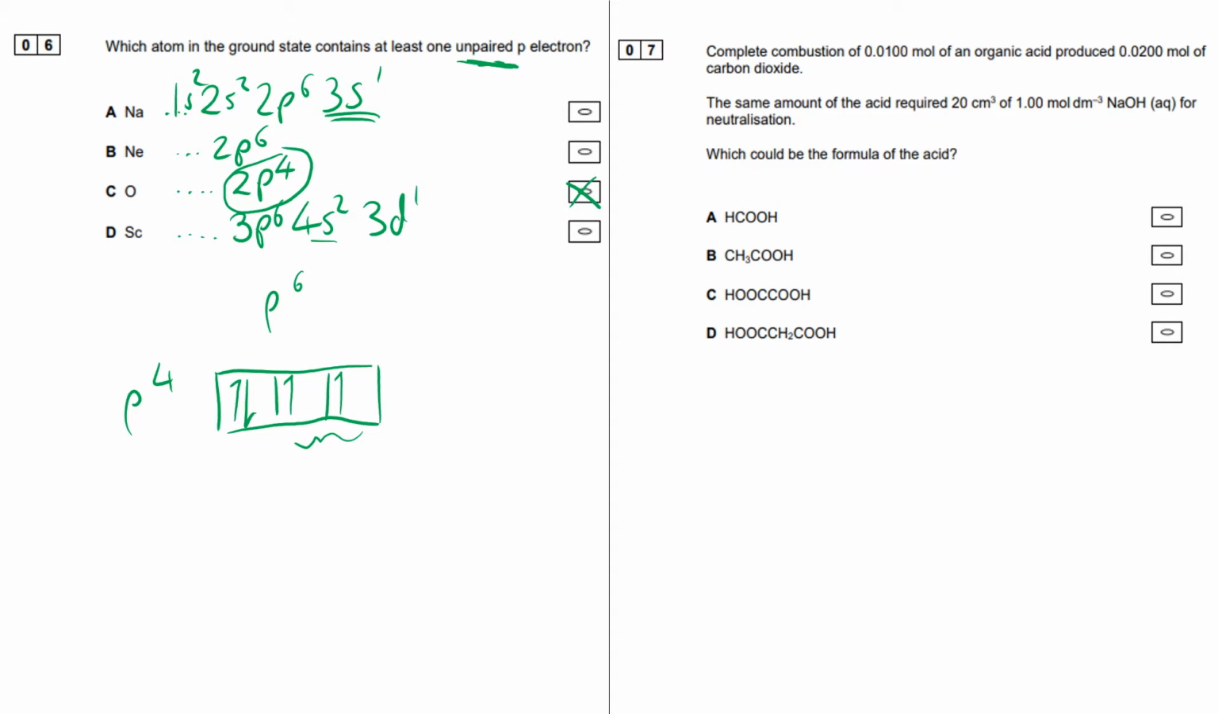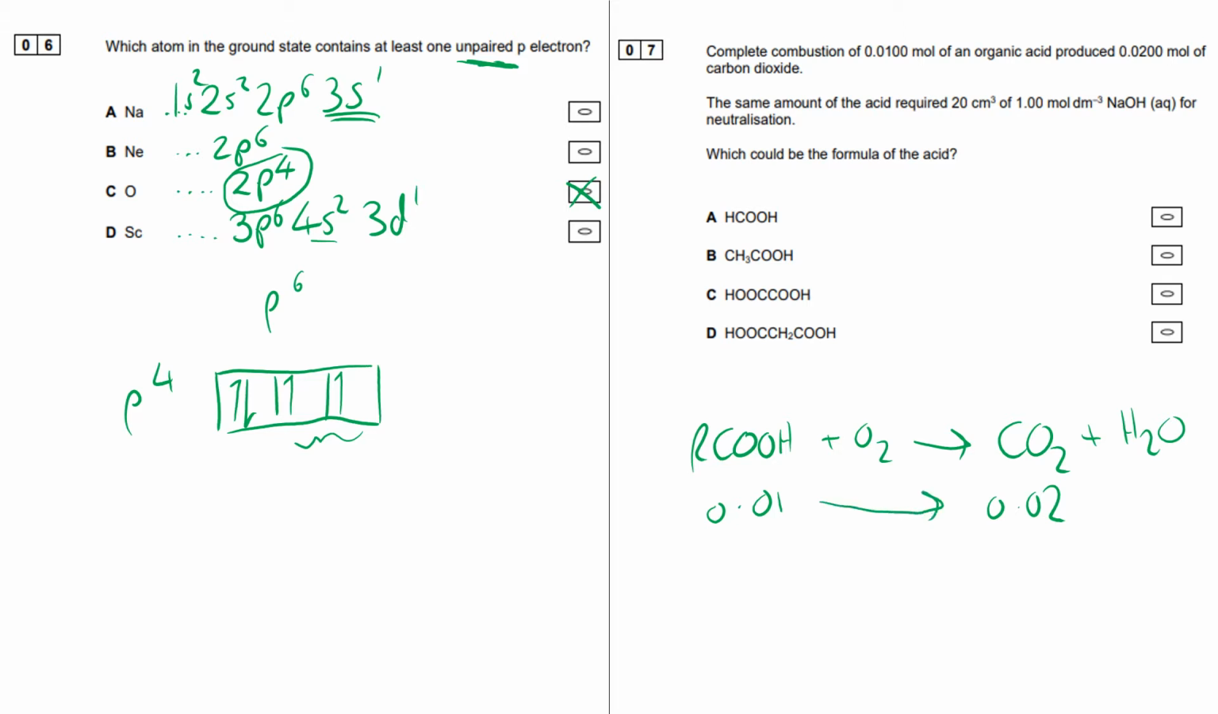Question 7. Complete combustion of 0.01 moles of an organic acid. So we've got an organic acid here, 0.01 moles, reacting with oxygen is going to produce CO2 and water. And it produces 0.02 moles of carbon dioxide. The same amount of acid required this much sodium hydroxide for neutralization. So starting off, the fact that you have a 1:2 ratio of the carboxylic acid to CO2 implies that there must be 2 carbons in the carboxylic acid.